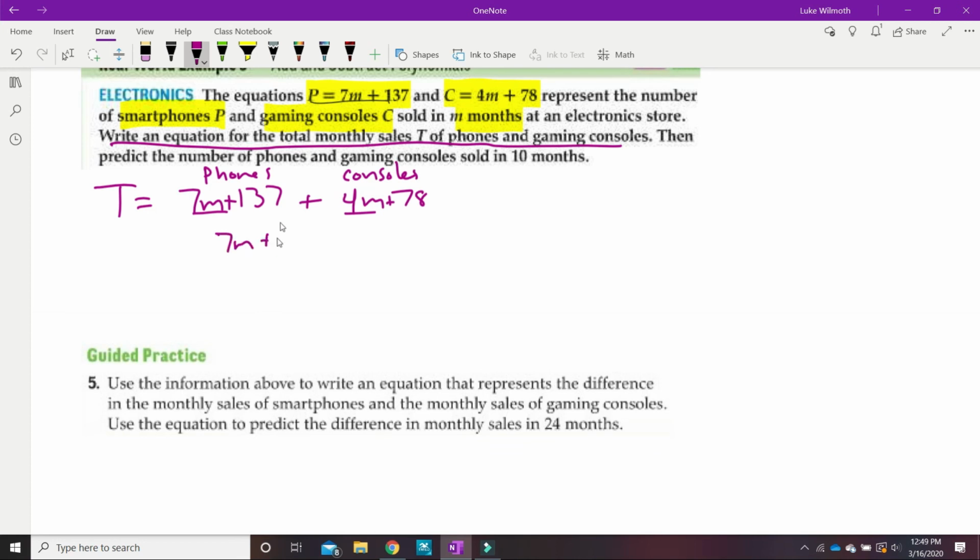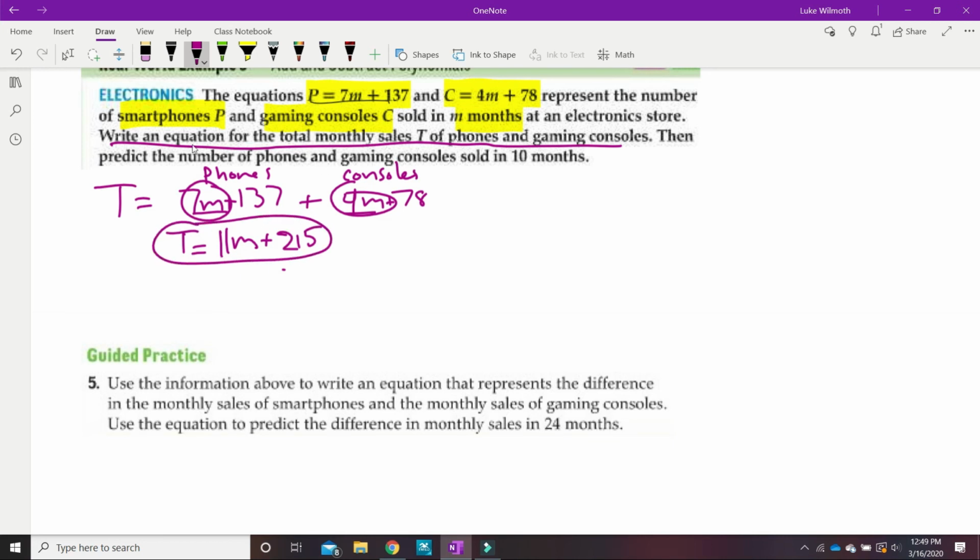7m plus, 137 plus 78, which is 215. So we have 7m. The total is 7. Oh, why did I write 7? Not 7m. 11m, because I had to add the 7 and the 4 together. So this is the first part of the answer.